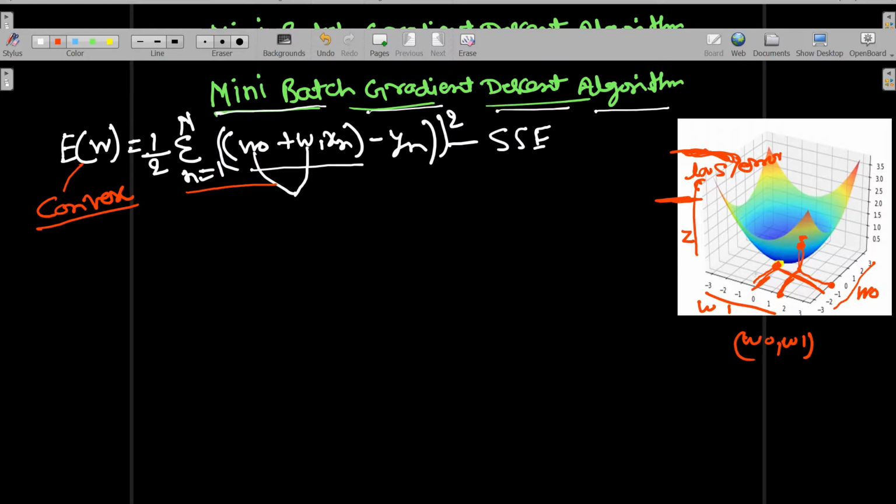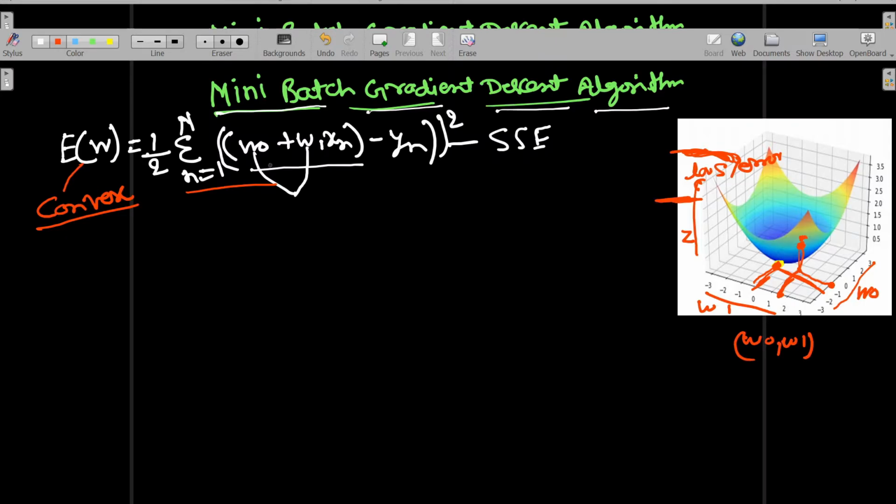To find this particular point, we have explained the gradient descent algorithm, which will give you this point and the W0, W1. The stochastic gradient descent also will give you that, and the mini batch gradient descent algorithm also will give you that. We have to reach that particular point, and that point will give you the W0 and W1 that we have to find out. That is our intention. So let's try to understand how to find it.